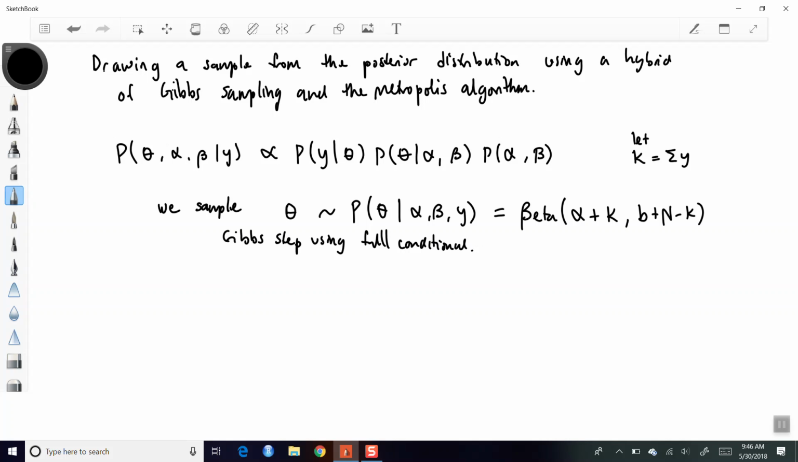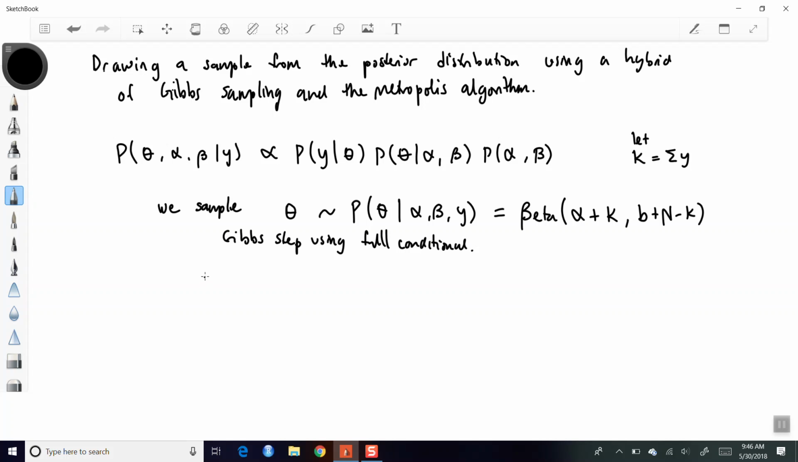Okay, and I'm sorry, I think I misspoke earlier. I said we would sample y from everything else. We don't sample the y. The y is our data. We're treating our data as fixed, so we don't do that. So we just sample theta from here. This would be the full conditional using Gibbs.